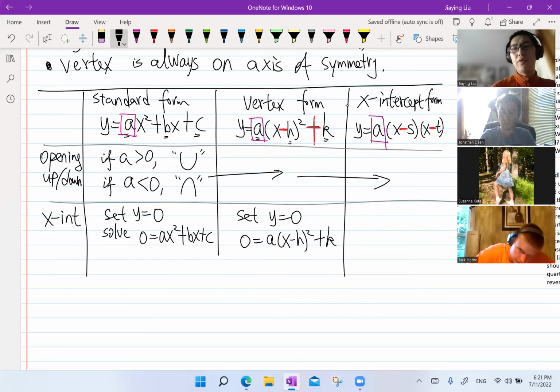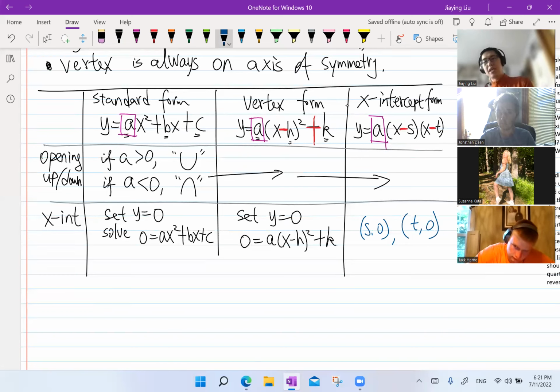And in the x-intercept form, the benefit is that we don't have to set y equals zero. We could just look at the formula itself, which is a(x minus s)(x minus t). So the two x-intercepts are (s, 0) and (t, 0). But you must make sure that it's in the correct form. It must have x minus s, x minus t to begin with, if you want to extract the x-intercepts directly. If we have x plus s, then it becomes a negative s. So that's the benefit of the x-intercept form, that you can tell what the x-intercepts are.